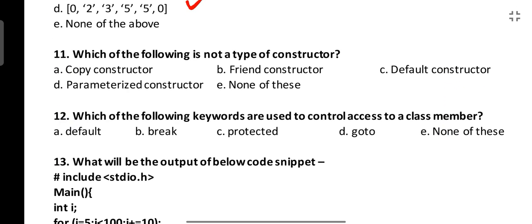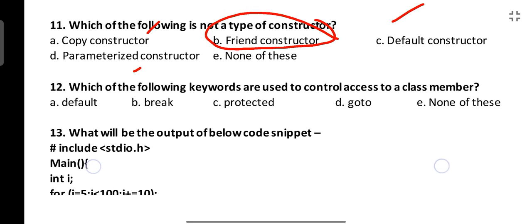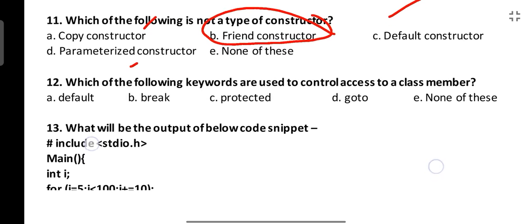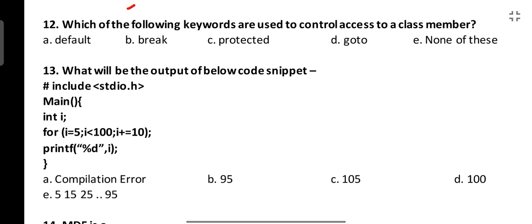Next is, which of the following is not a type of constructor? Copy constructor is correct. There is nothing called friend constructor. So constructors have three types: copy constructor, default constructor, parameterized constructor. So option B is the correct answer here. Next is, which of the following keywords is used to control access to a class member? To control access to a member, we use the protected keyword. So protected is the right answer.